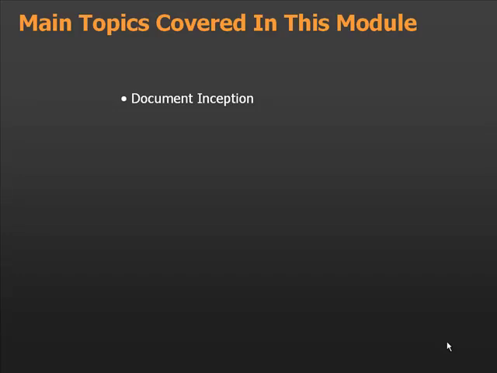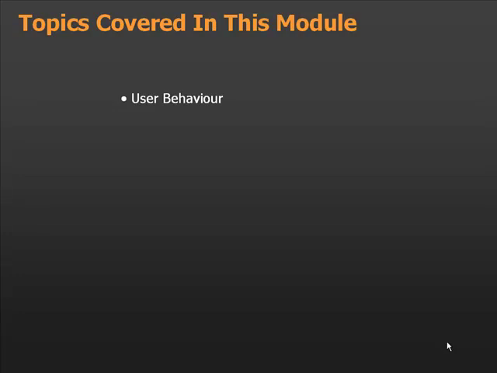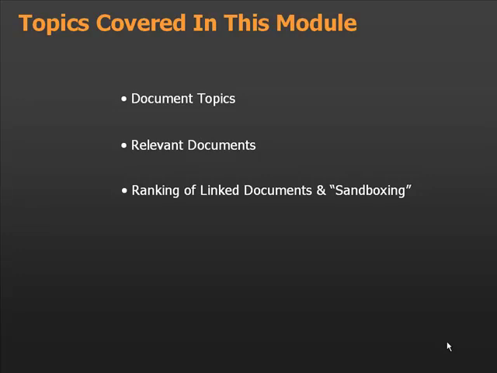Document inception, which is what I'm going to cover in a couple of minutes. Then we're moving on to content frequency, then spam detection and spam punishment. Of course, we're going to have a look at click-through rates, document association, link behavior, traffic characteristics, user behavior, domain related information, prior rankings data, user maintained data, growth profiles, independent peers, history data, clustering, document topics, relevant documents, ranking of linked documents, and sandboxing.